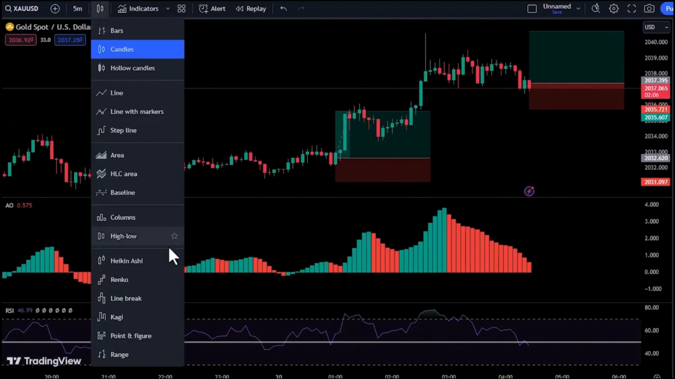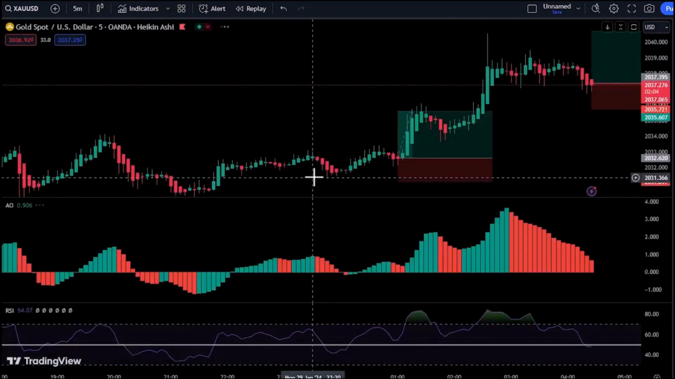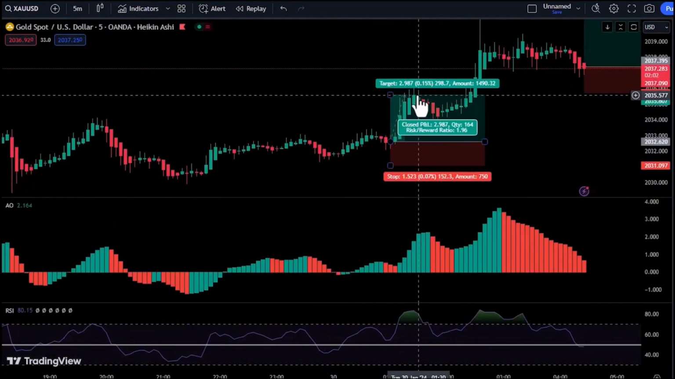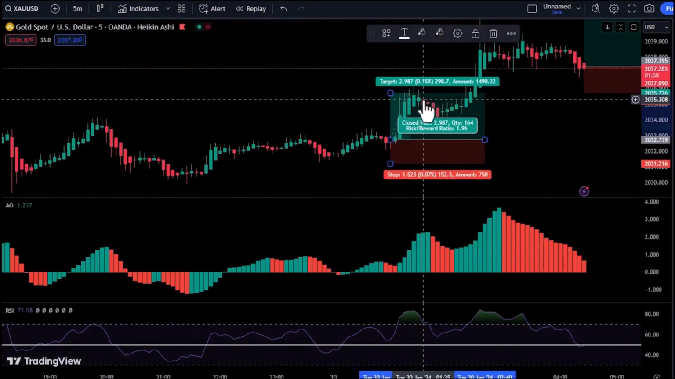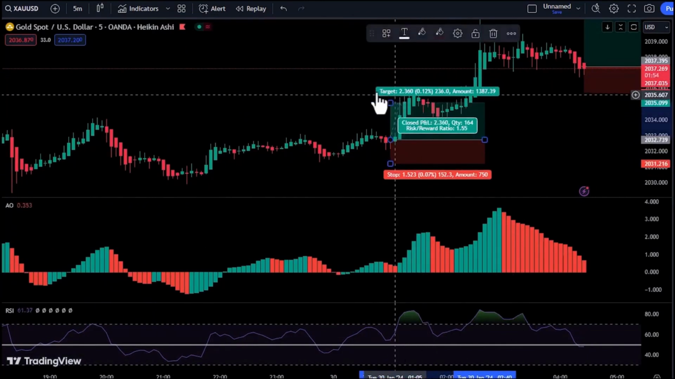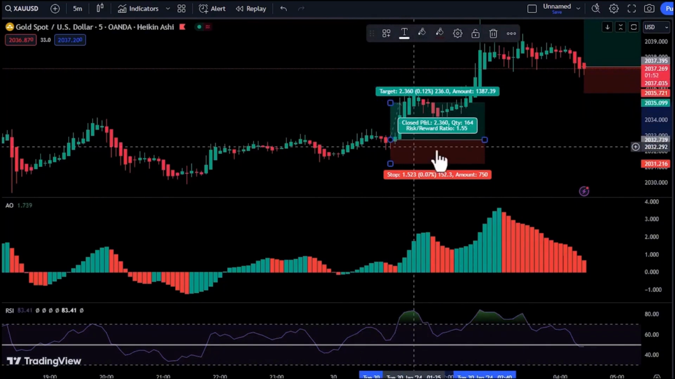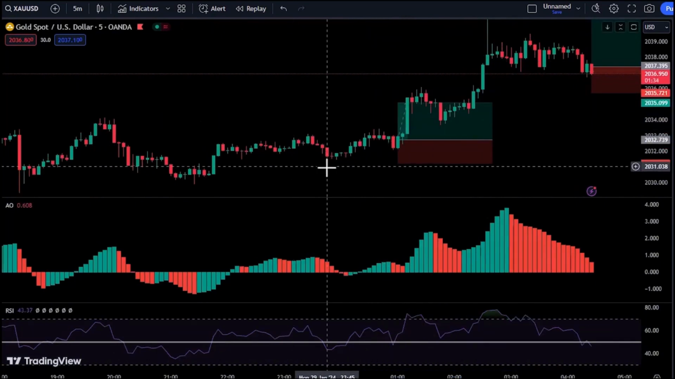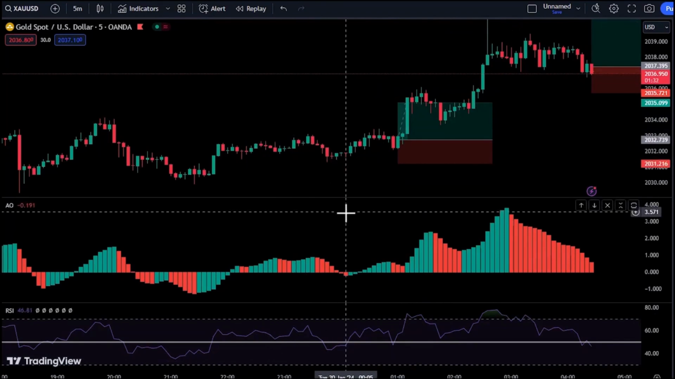Now if I convert the candles to Heikin Ashi, since the take profit was hit and the subsequent candles were red, we can say that from this area, meaning an R bar of 1.5 from this position, we also managed to take some profit. Let's also review the rest of the positions.